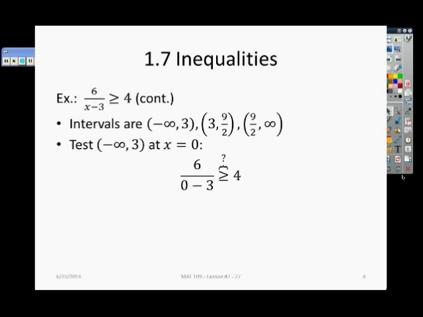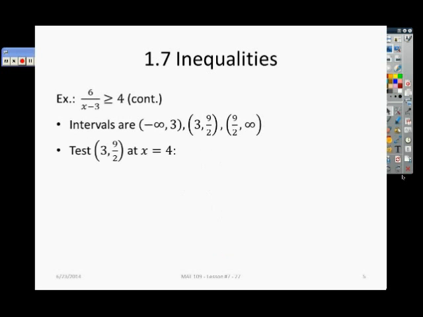So let's use x equals 0 in that interval. Plug that in, I get 6 over 0 minus 3, and is that going to be greater than or equal to 4? 6 over minus 3 is minus 2. Minus 2 is not greater than or equal to 4. Therefore, the inequality is false in the interval minus infinity to 3.